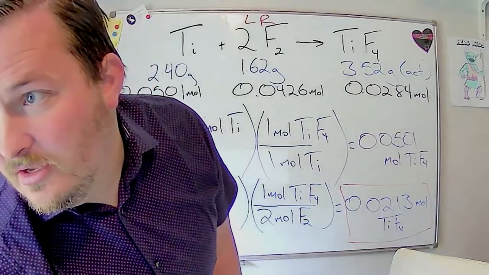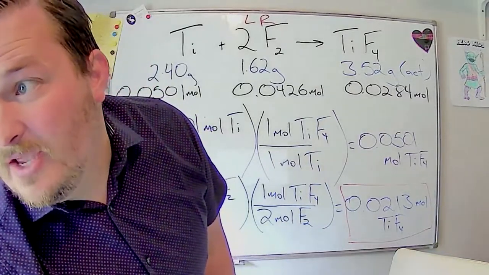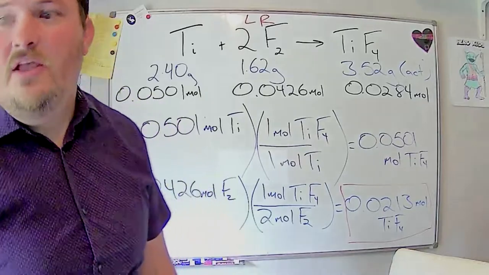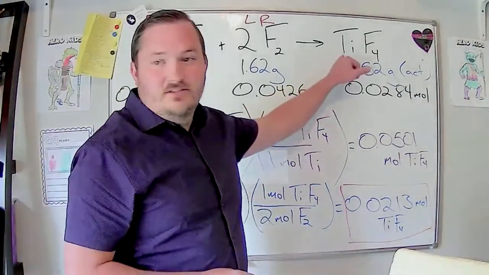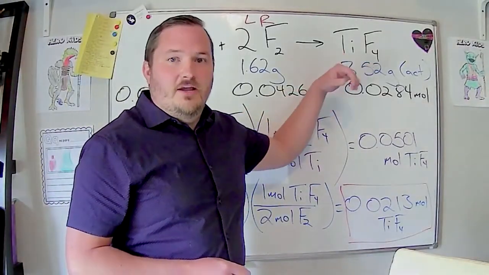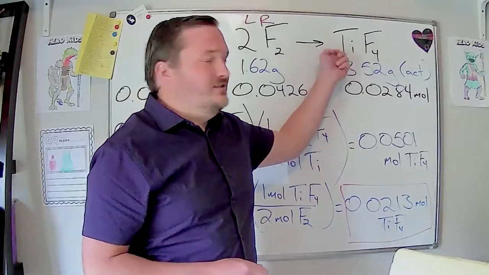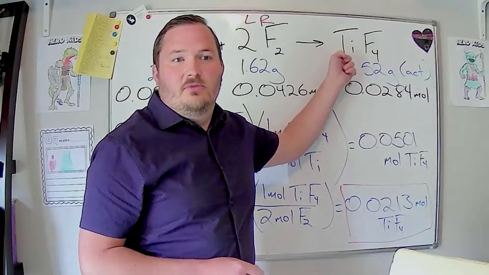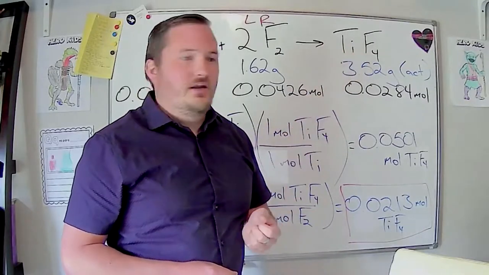I see there's a question in the chat. The last one, yes, I just combined the molecular mass of titanium and 4 fluorines. So 4 times the mass of fluorine plus the mass of titanium to get the molecular weight of the titanium 4 fluoride.